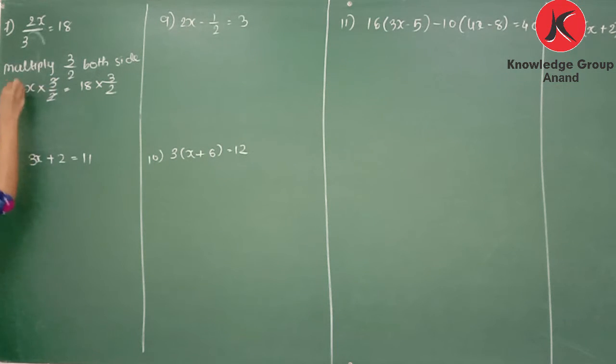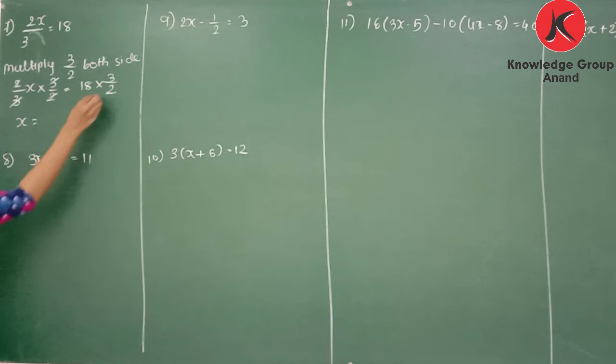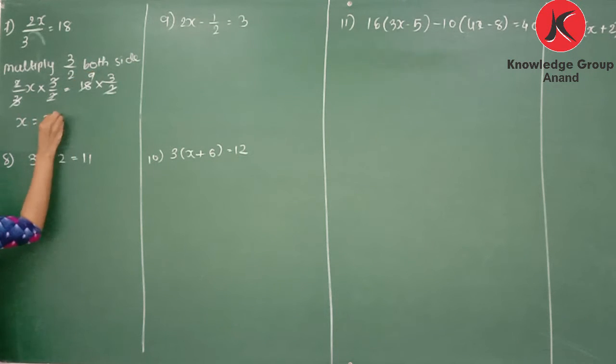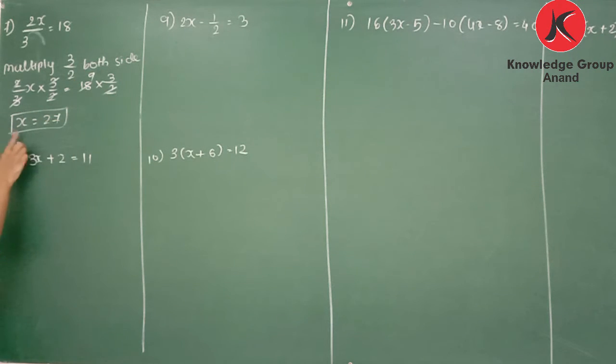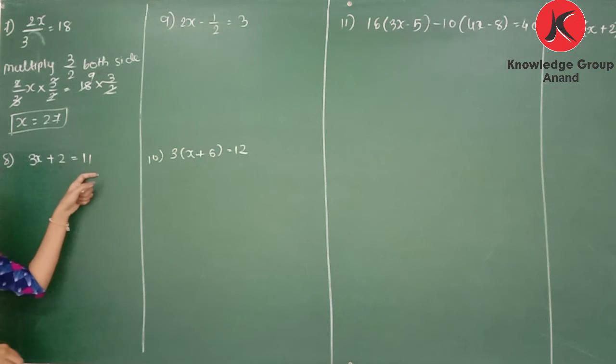Now here 3 cancel, 2 cancel. So x is equal to 27. You can check your answer by writing x is equal to 27 here. You will get 18.